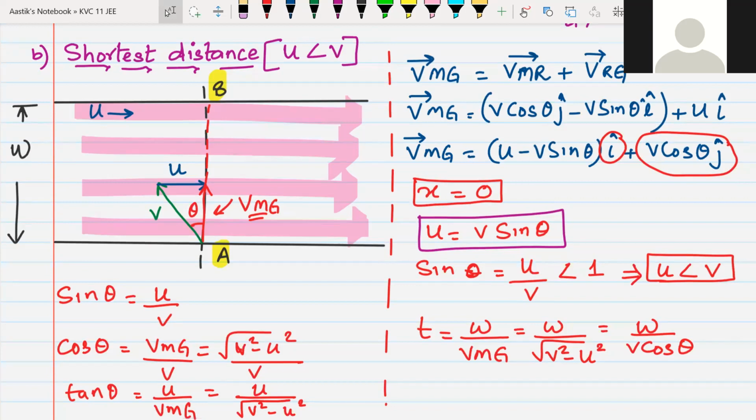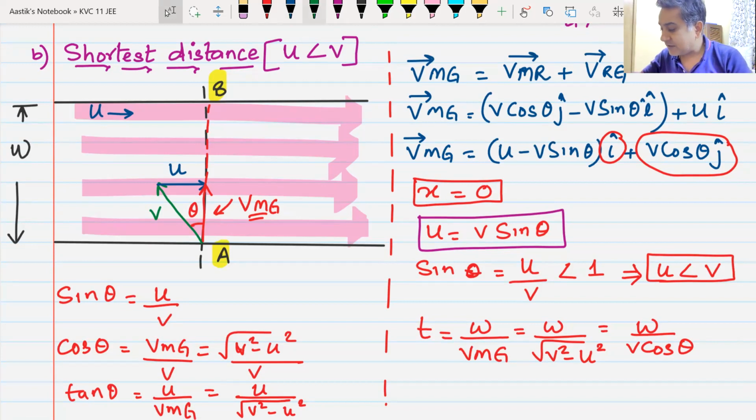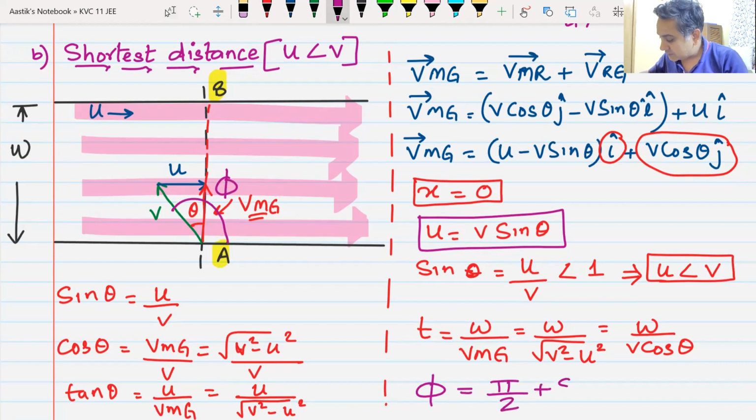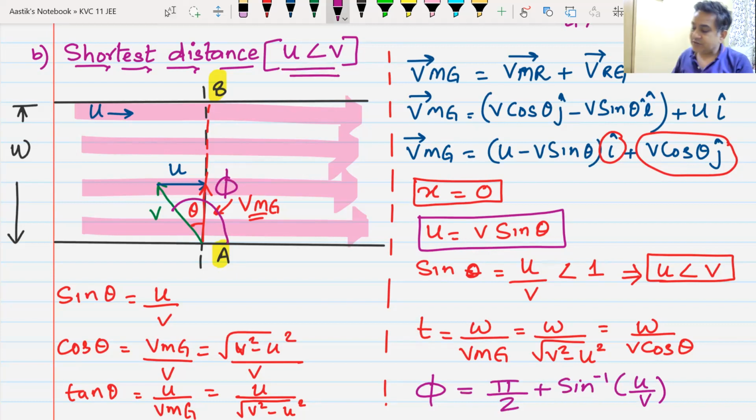One more thing that you should note down, that sometimes they will ask you the direction with river flow. Remember, when they ask you the direction with river flow, they're asking you this angle phi here. It's an obtuse angle, remember. This angle phi will be 90 degrees or pi by 2 plus your theta, and your theta is sine inverse U by V. Remember, this case is only possible when U is smaller than V. Do we understand this?